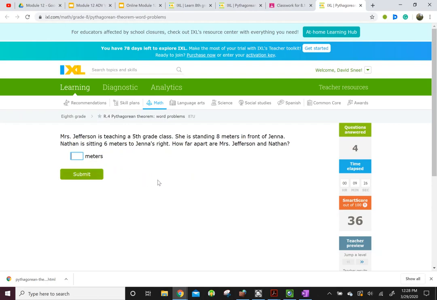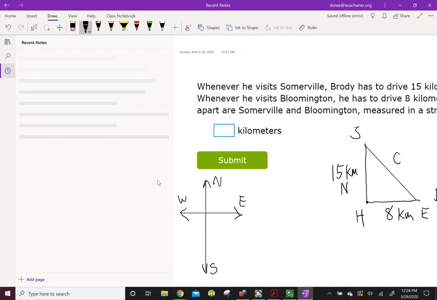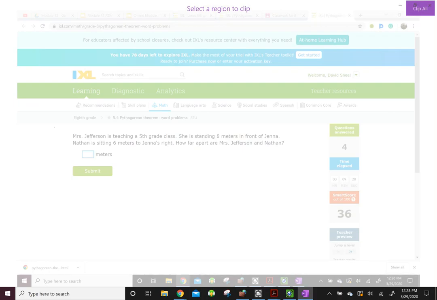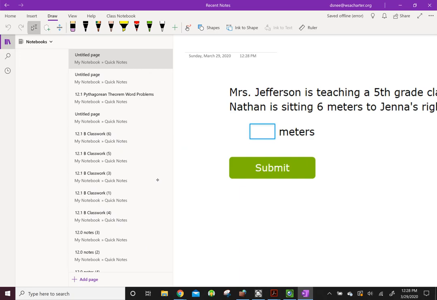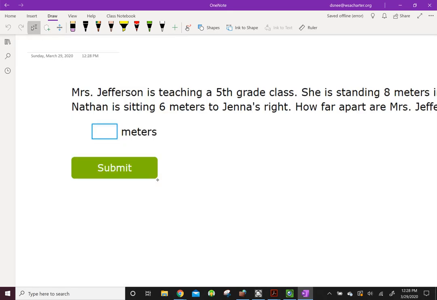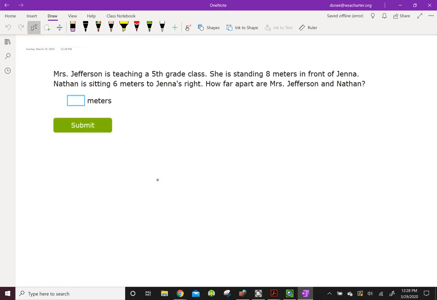Mrs. Jefferson is teaching a fifth grade class. You guys are going to have different problems here. They're not going to be exactly the same, right? Just a little bit different. But this is how you want to do it. Make a drawing. Okay, Mrs. Jefferson is teaching a fifth grade class. She's 8 meters in front of Jenna. Okay, so Mrs. J is 8 meters in front of Jenna.